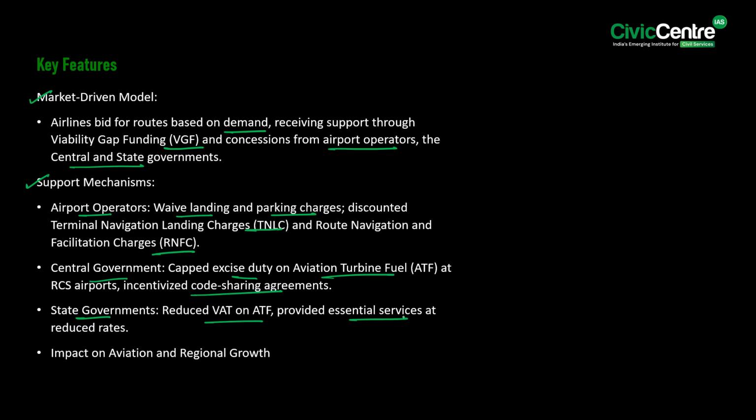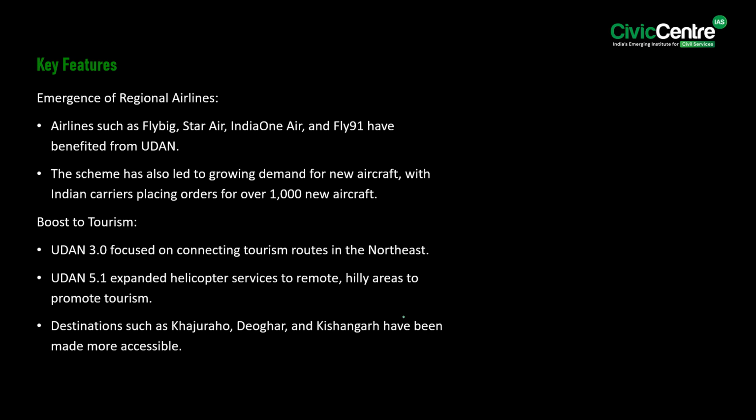Next, it led to the emergence of regional airlines which have benefited from UDAN. Furthermore, the scheme has also led to growth in demand for new aircraft, with Indian carriers placing orders for over 1,000 new aircraft. Next, UDAN 3.0 focused on connecting tourism routes in the northeast. Additionally, UDAN 5.1 expanded helicopter services to remote, hilly areas to promote tourism. Furthermore, destinations such as Khajuraho, Deoghar, and Kishangarh have been made more accessible.